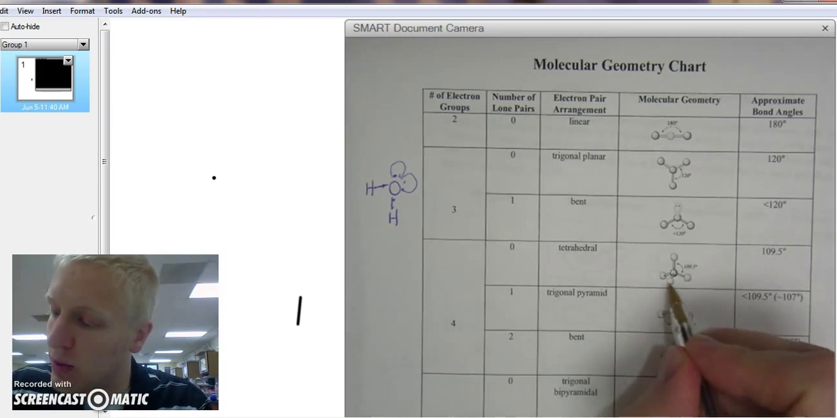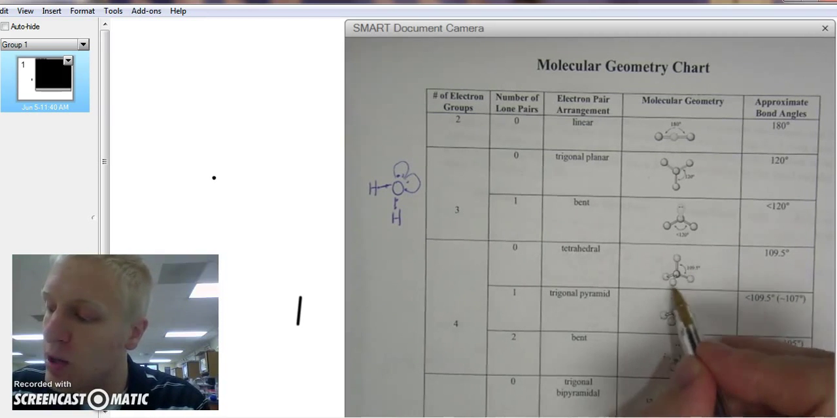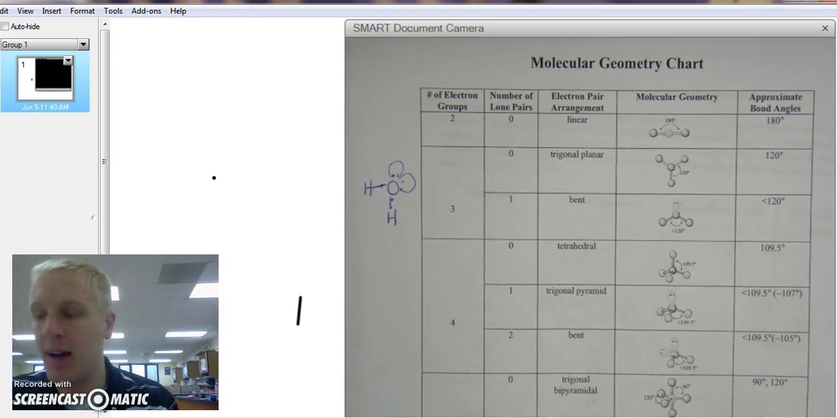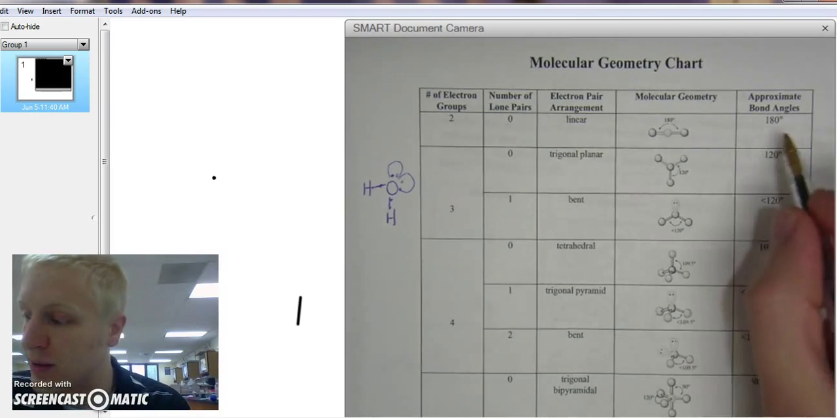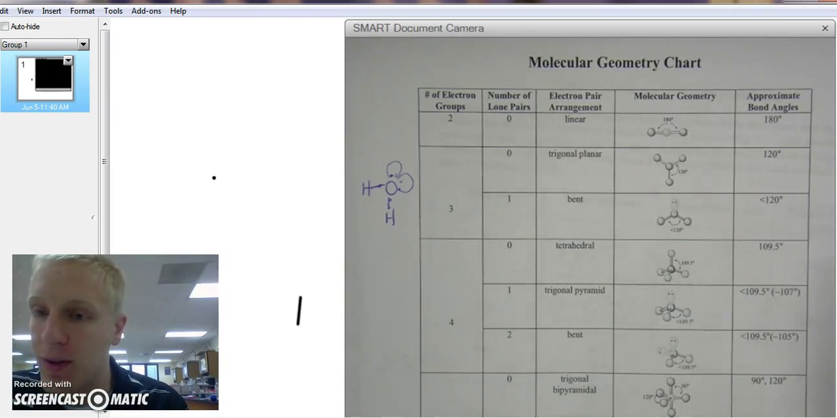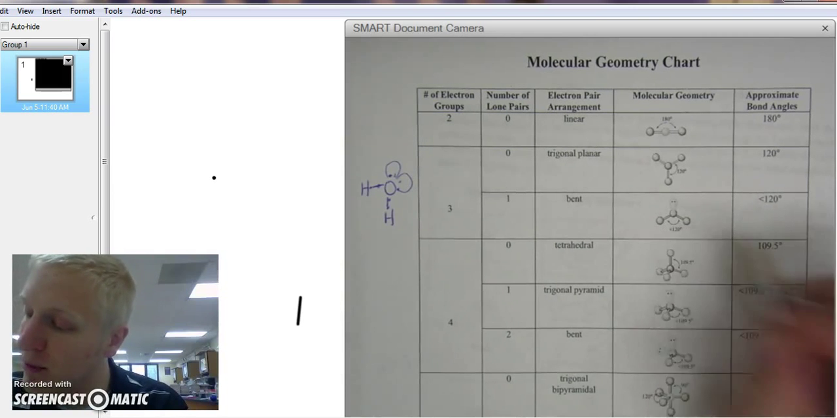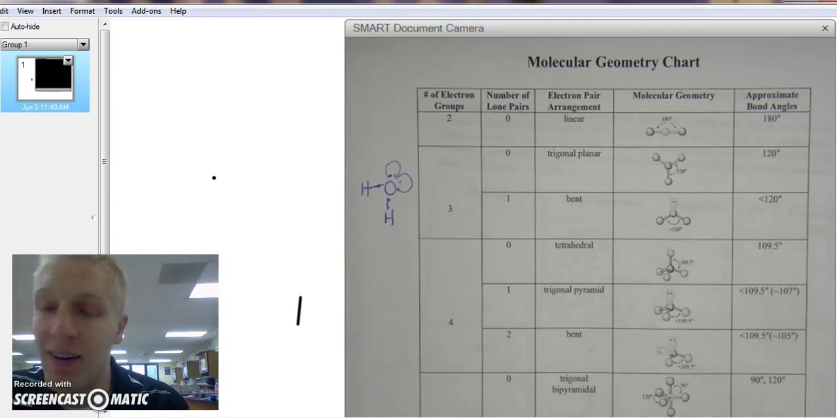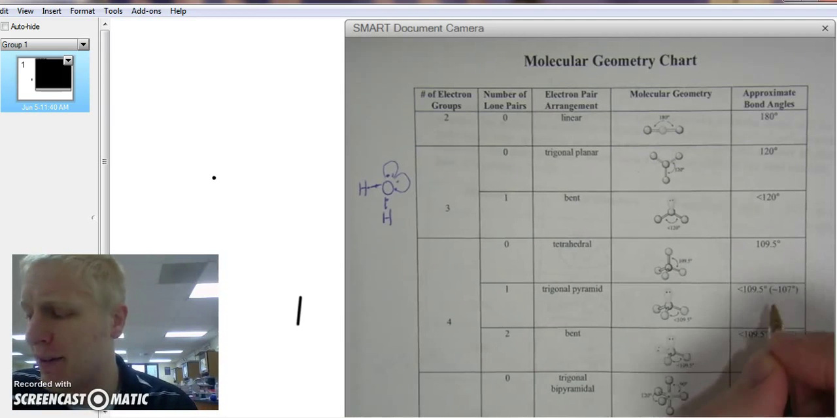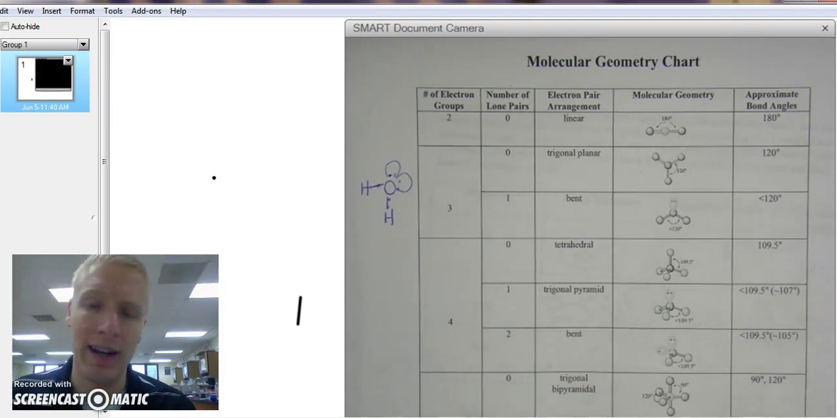Then we have tetrahedral has 1, 2, 3, 4. Tetra stands for 4 terminal or outer atoms and 0 lone pairs on the center. And as you look at the bond angles, we have 180 flat line for linear, 120 for trigonal planar, less than 120 for bent with a single lone pair, 109.5 for tetrahedral. Some of these, like linear, might be easier to memorize, or 109.5, maybe 120 for trigonal planar. I think it's a little trickier. It's around 107, less than 109.5 for trigonal pyramidal.